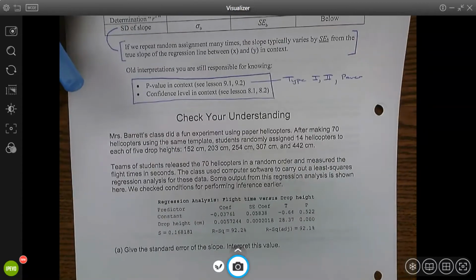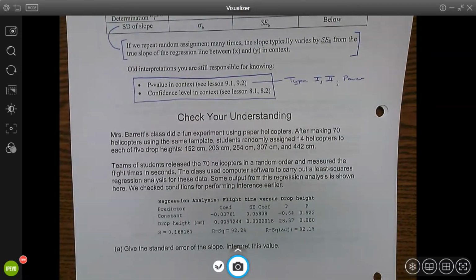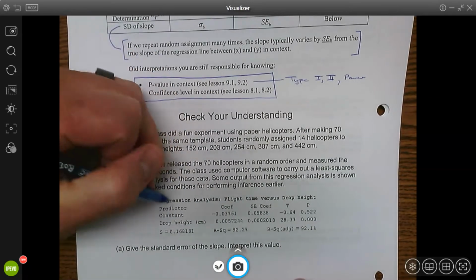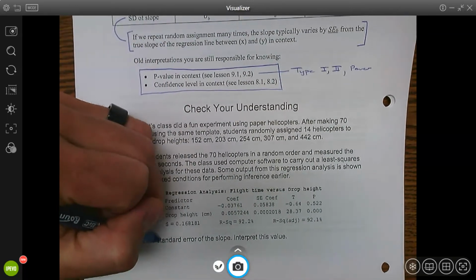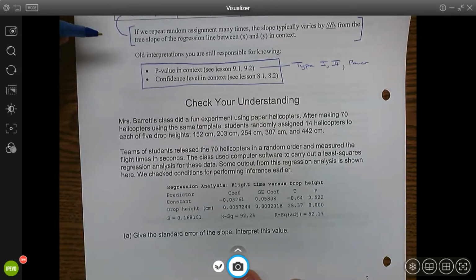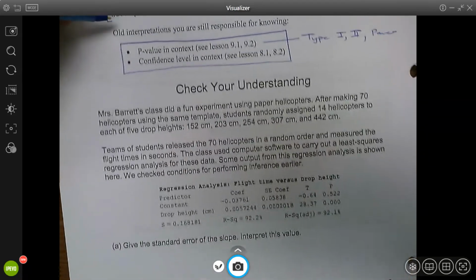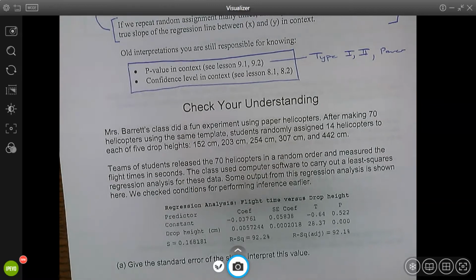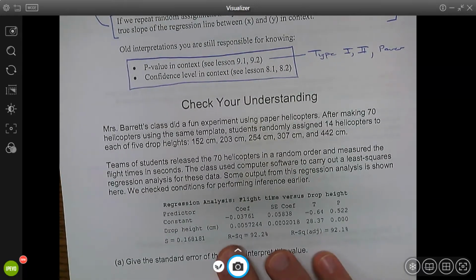So if we take a look at this check of understanding, they're talking about dropping paper helicopters from different drop heights, and they randomly assigned the helicopters to 5 drop heights. So we have this regression analysis here, and it says give the standard error of the slope and interpret the value. So I have to be able to understand what this table is showing me and how to utilize it to figure out the standard error of the slope.